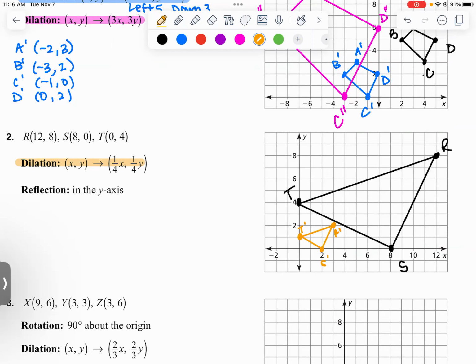Okay, it's kind of a checkpoint here. The first transformation is a dilation. I have that up in orange. Check to make sure your dilation is the same.